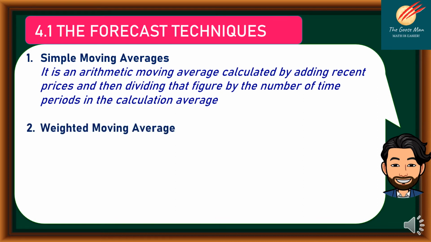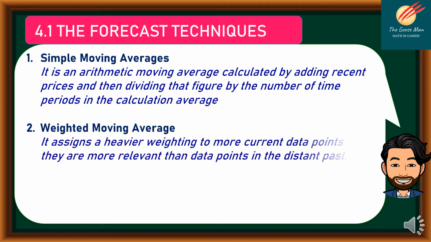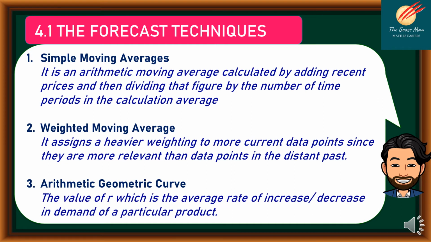The second one is the weighted moving average. It assigns a heavier weighting to current data points since they are more relevant than data points in the distant past. And finally, we have the arithmetic geometric curve, where the value of R is the average rate of increase or decrease in demand of a particular product.